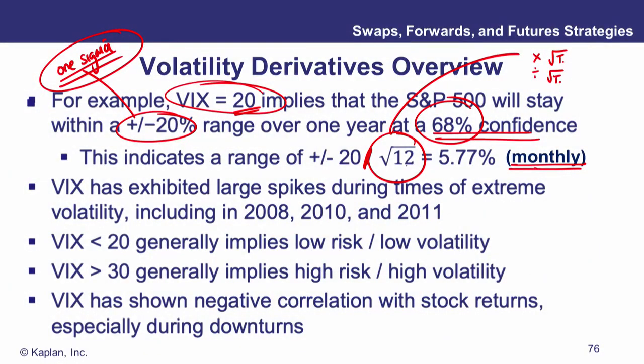So yes, this is a volatility measure. It's a standard deviation measure, and dividing down by the square root of 12 gives us 5.77. So that's a 68% confidence interval that will be within 5.77% on a monthly basis. Now, as I've already alluded to, the reason the VIX gets the nickname the fear index is because at times of crisis, volatility priced into options shoots up and the VIX goes up accordingly. So we've seen huge spikes in the VIX at times of crisis.